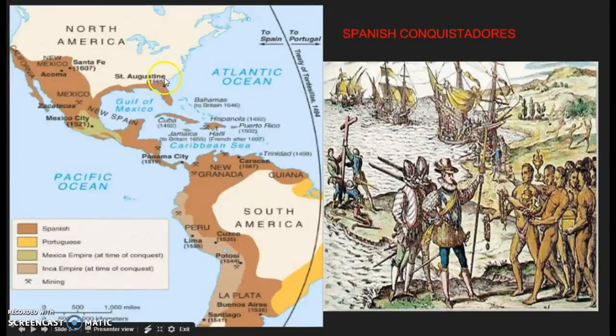The Spanish did investigate up into North America, but most of the riches, the gold, the valuables that they were discovering in the New World were mainly in this area in the Caribbean, and of course in Central America and down into South America.